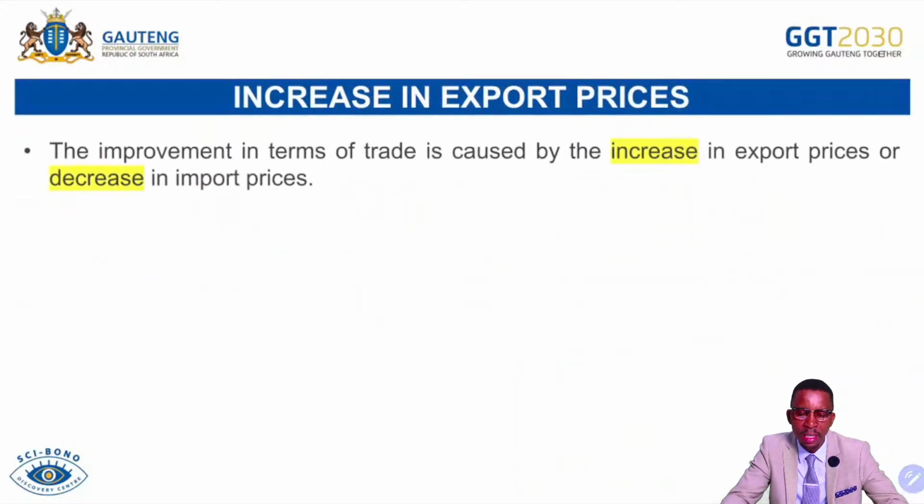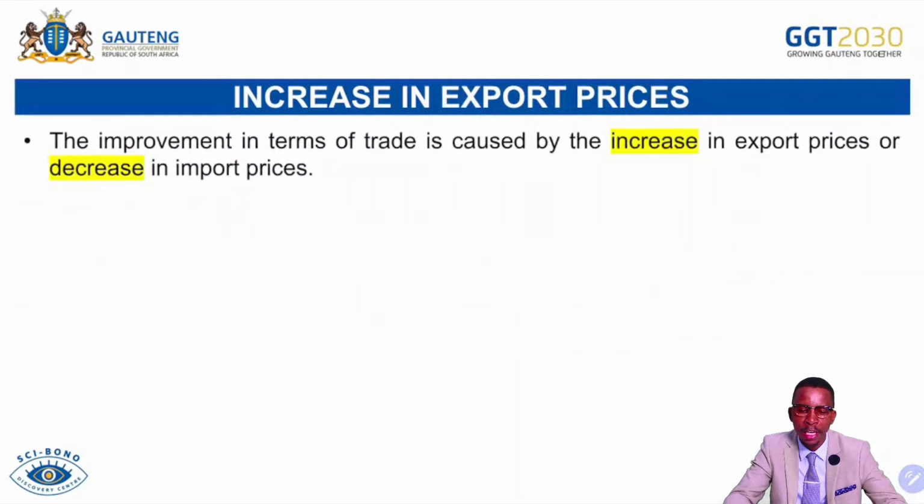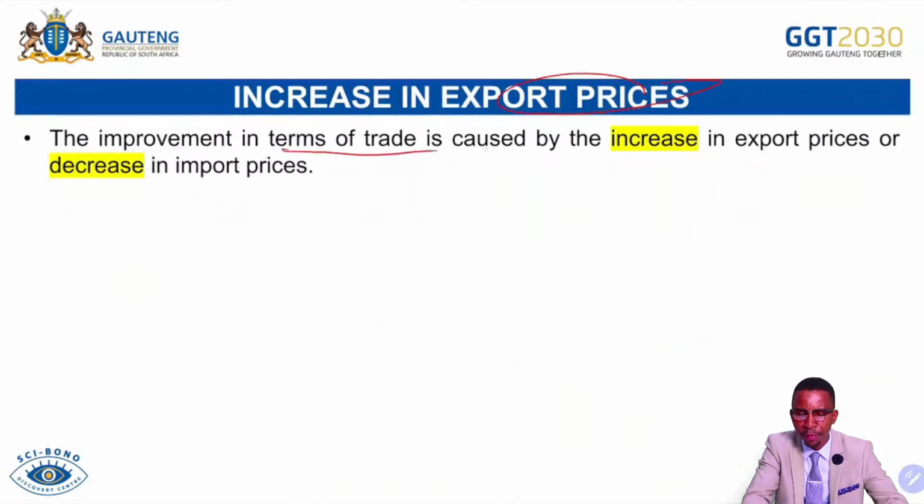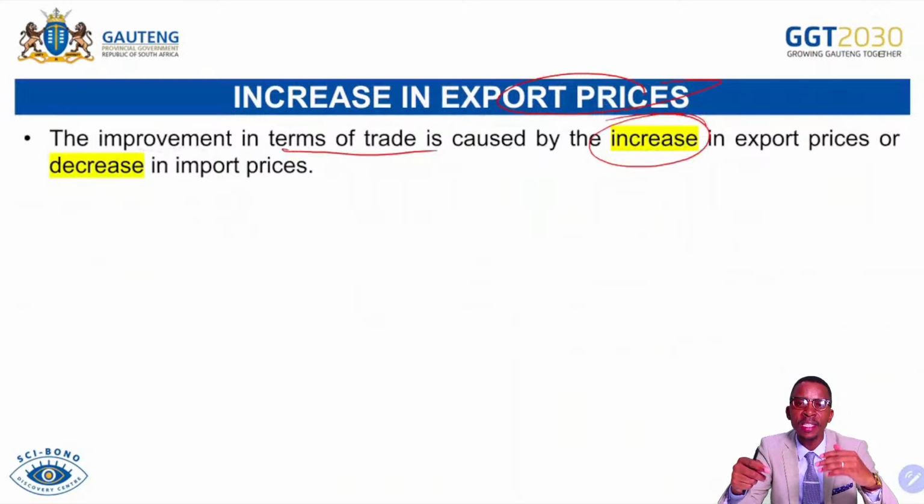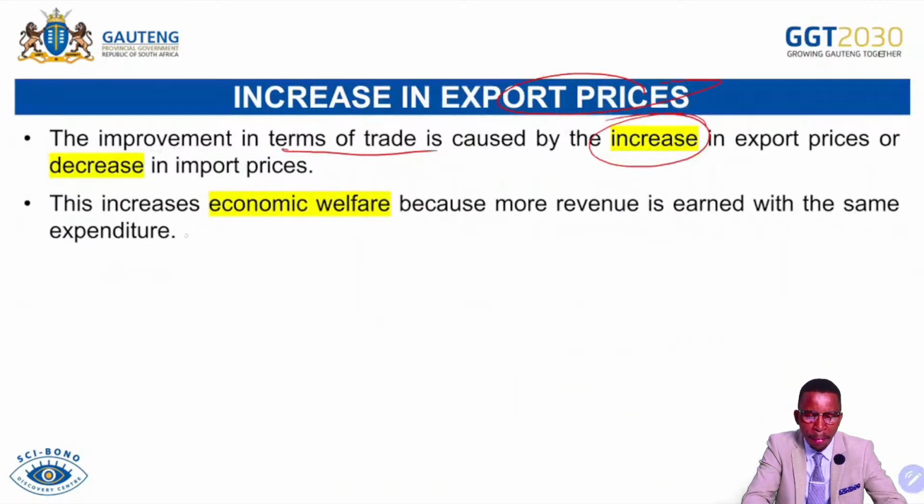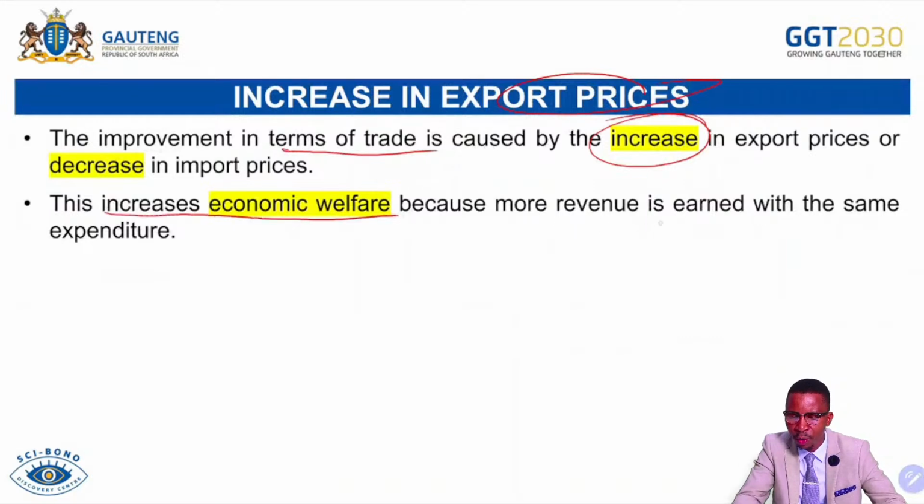Then we continue. What is the effect of the increase in terms of trade or in export prices? The improvement in terms of trade is caused by the increase in export prices and decrease in import prices. Remember, these are working against each other. If export prices are increasing, import prices are decreasing. That means we will be having more money received as payment for exports, which will be increasing our terms of trade. So the increase in this increases economic welfare because more revenue is earned with the same expenditure. So there will be more welfare because more revenue or more income will be received as payment for exports flowing into the country. So there will be an increase in the welfare of the nation.